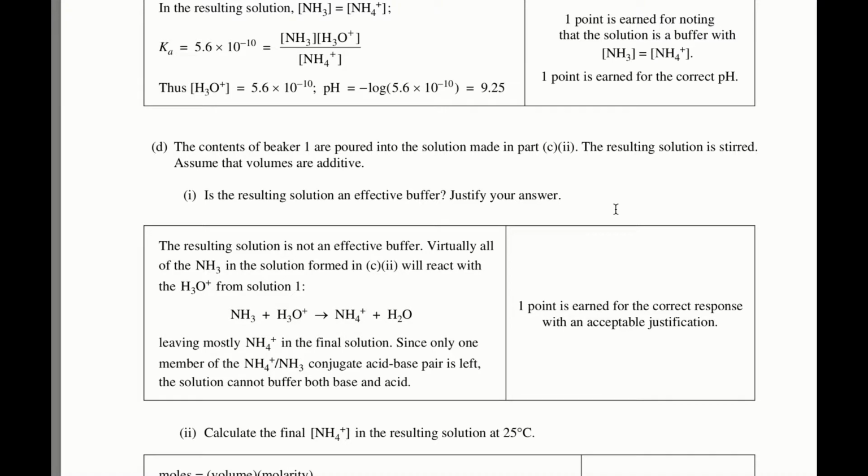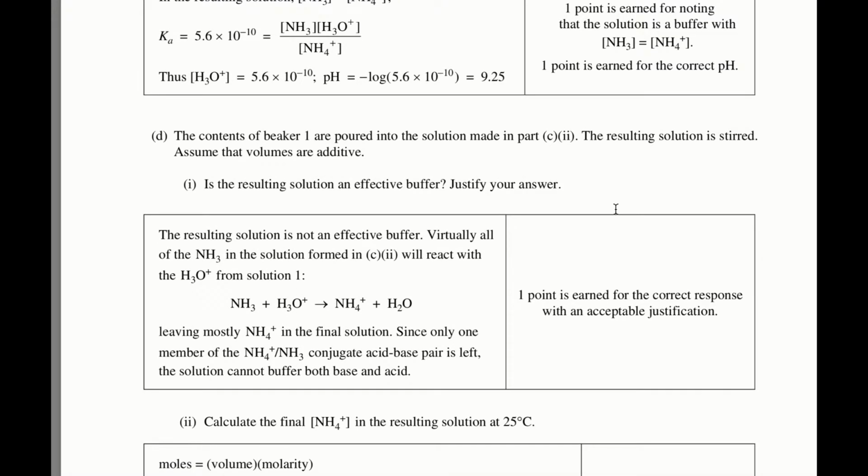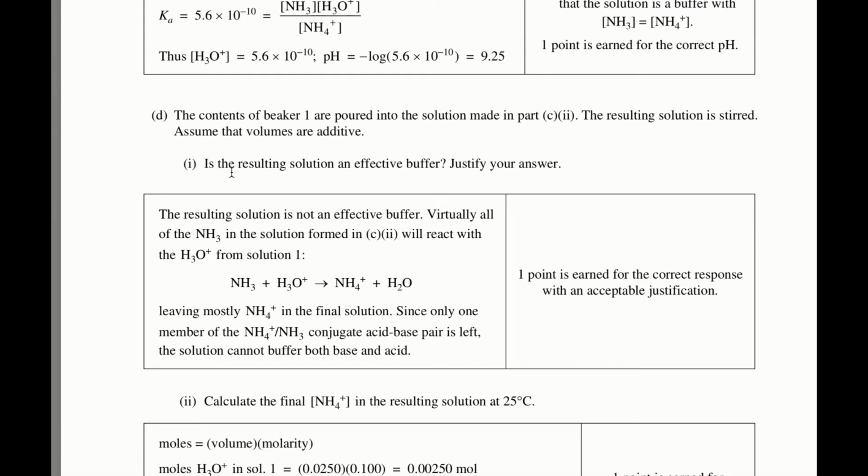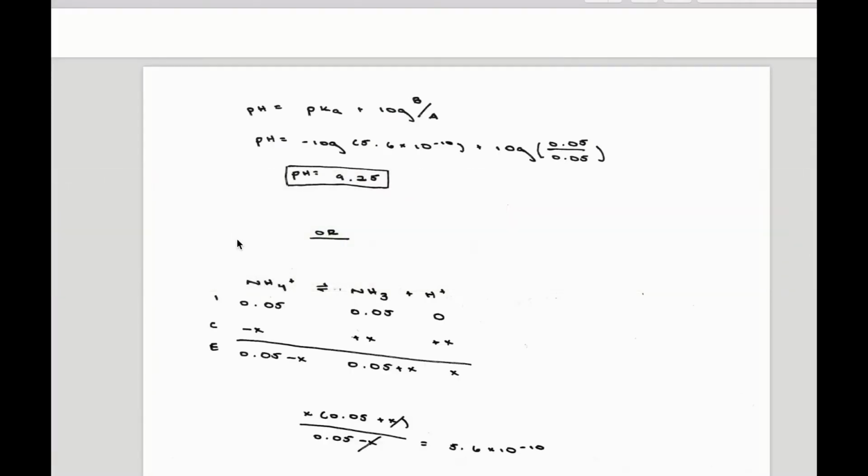All right, D, the contents of beaker 1 are poured into the solution made in part CII. So keep in mind beaker 1 is a strong acid, it's H+, and it's stirred. Assume that the volumes are additive. Is the resulting solution an effective buffer? So they don't show half as much as what I would show. So give me 1 sec, let me show you what I've put.